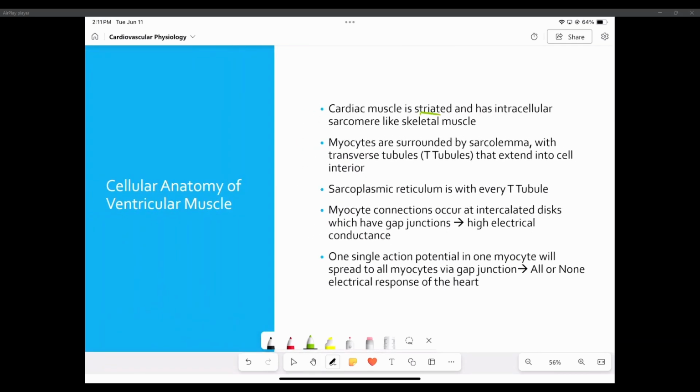Cardiac muscle, again, is striated, has intracellular sarcomeres like the skeletal muscle, so we have all those cross bridges, the actin and the myosin occurring. That's still going to be here, same as before in skeletal muscle. A different thing here is that cardiac cells have transverse tubules, or T-tubules, that extend into the cell. There is a sarcoplasmic reticulum with every T-tubule. What is the purpose of the sarcoplasmic reticulum here? Calcium storage. Remember, all that internal calcium is in the sarcoplasmic reticulum.